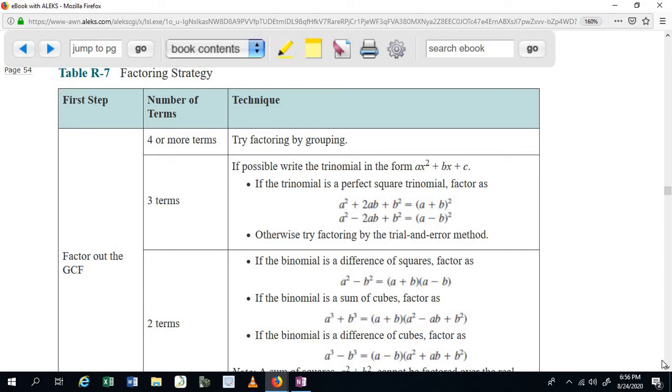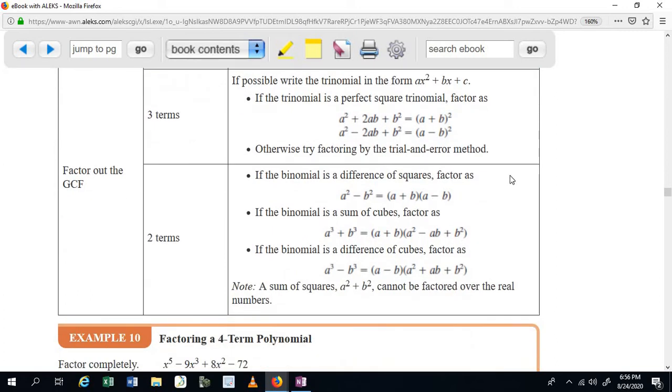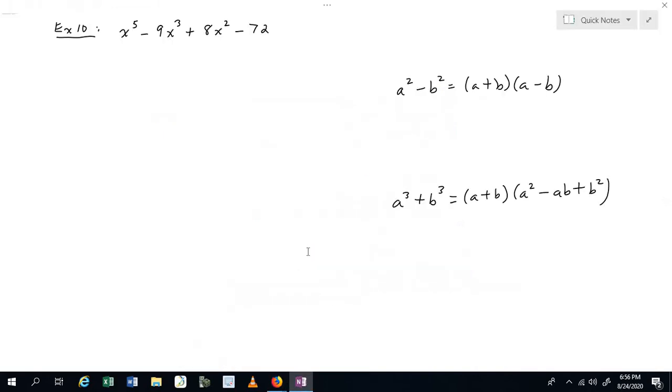And if you have 2 terms, then you want to see if it falls into one of the 3 special cases for factoring binomials, which are the difference of squares, the sum of cubes, and the difference of cubes. Now remember, the sum of squares cannot be factored. Okay, so let's just look at some examples so we can practice this general strategy for factoring polynomials.